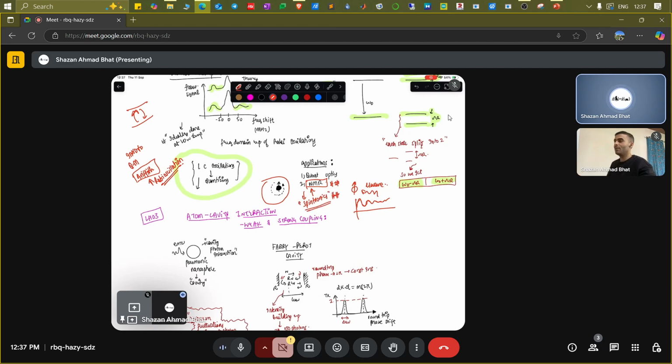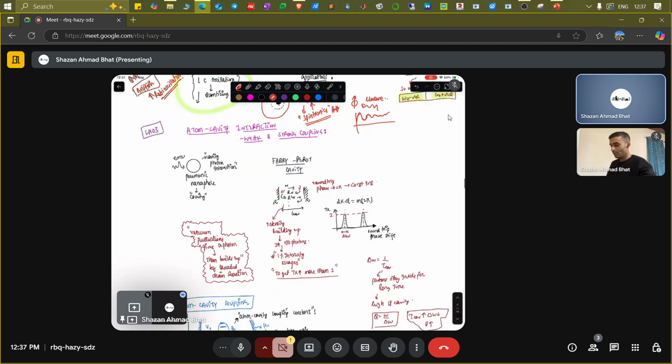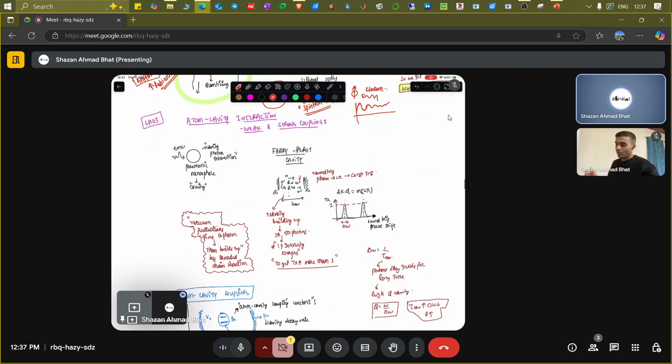You also talk about Rabi flipping, Rabi frequency in those particular areas. Okay. Now, if we talk about atom-cavity interaction, earlier what we talked about, we had a nanosphere, a plasmonic nanosphere, and then we talked about the cavity. We talked about how the electromagnetic wave will interact with this.